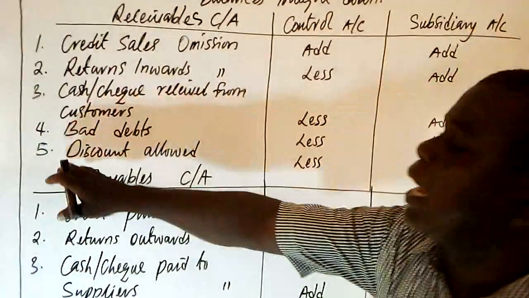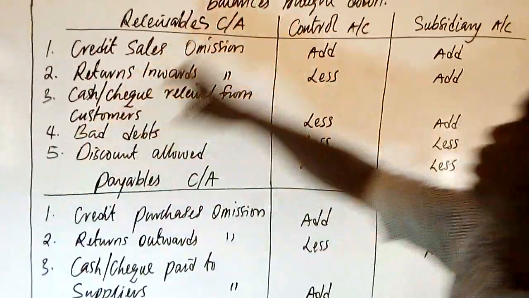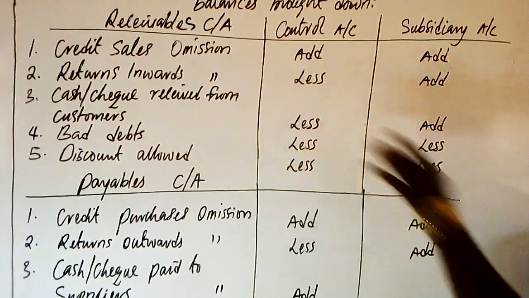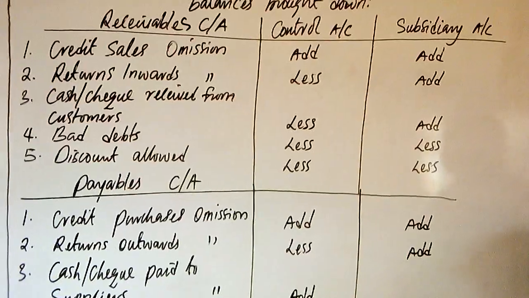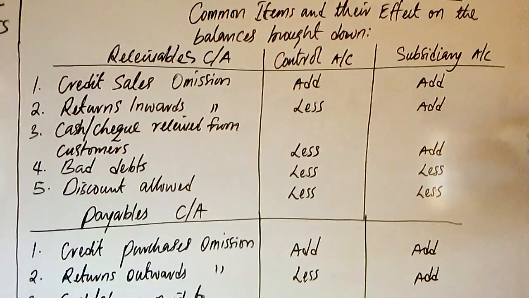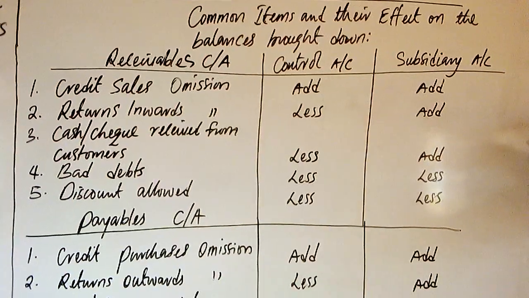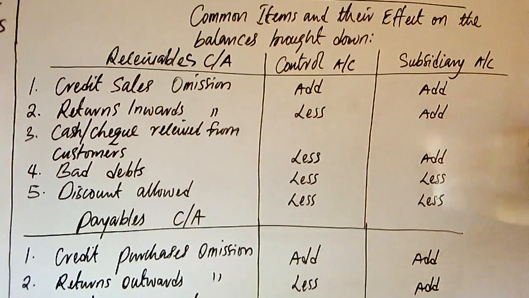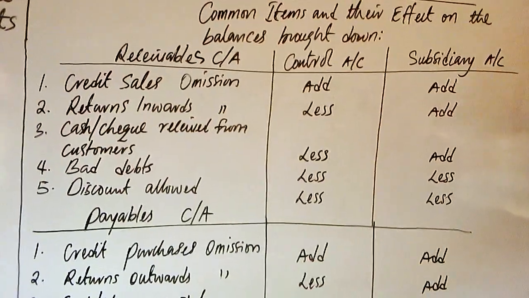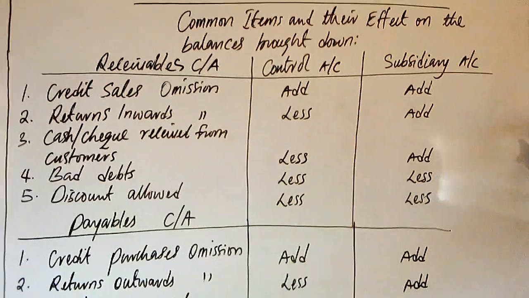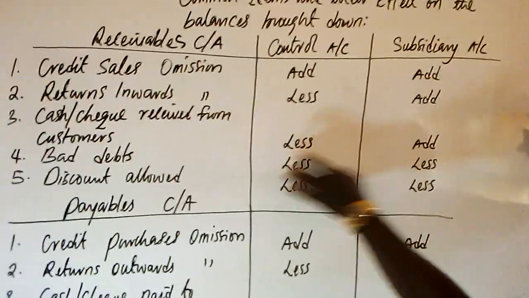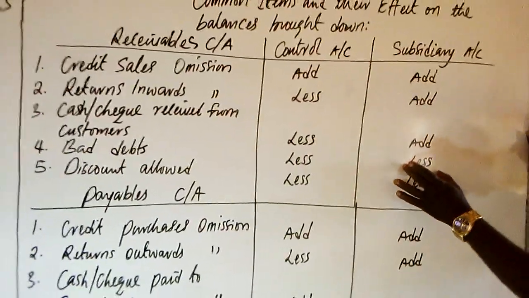If there is discount allowed, the control account is now less. It's less in the control account, because if discount is allowed, it means the amount that customers are supposed to pay is less. The balance they're supposed to pay will be reduced by the discount that the business has given to them. And that is why it's a deduction here. Here too, it will be less.